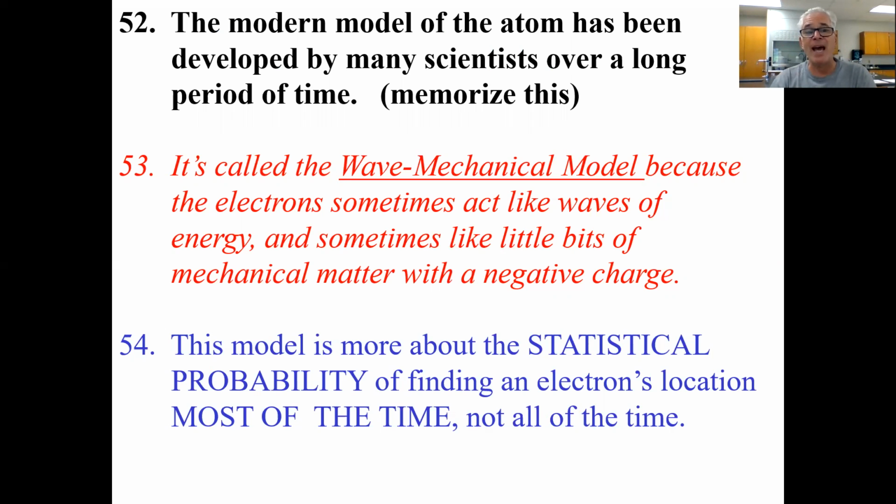And so we call it the wave mechanical model. And this model is more about not exactly where are the electrons, but where would they probably be most of the time. Most of the time. Because they're not always going to be where you want them. They're not always going to be where you expect them. They do whatever the heck they want.